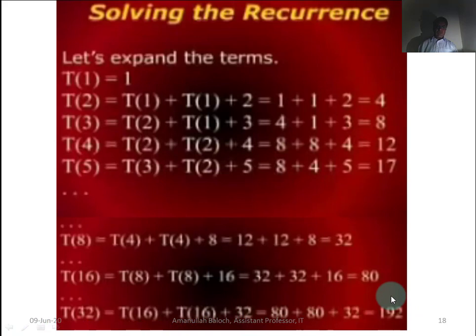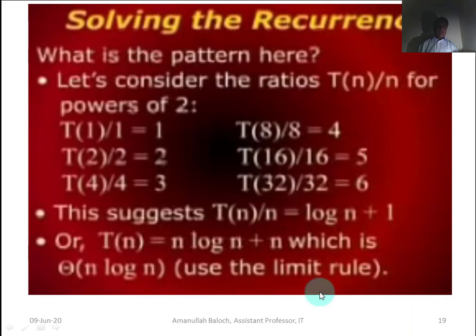This is actually about how many elements we send, and how much time it will take. If we send 8 elements, it will take, let's suppose, 32 microseconds. If we send 16 elements, it will take 80 microseconds. If we send 32 elements, it will take 192 microseconds. If we send n elements, that is any number of elements, then how much time will it take? We calculate here. What is the pattern here?